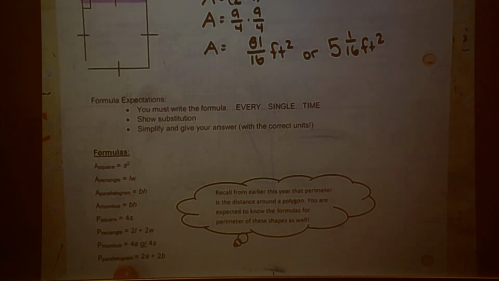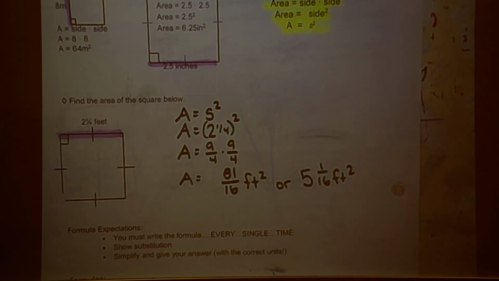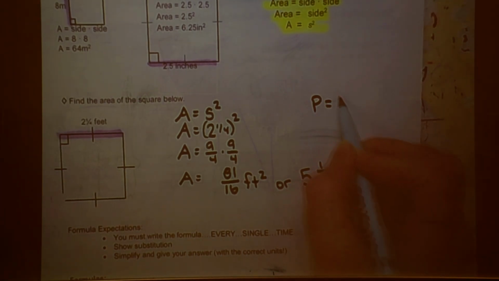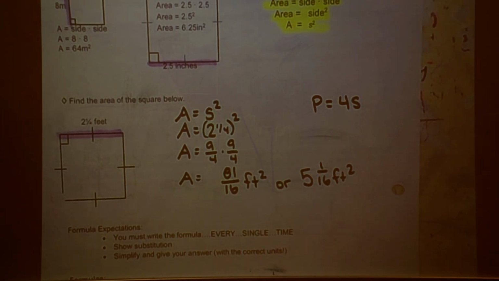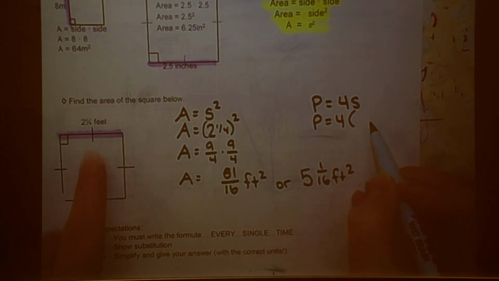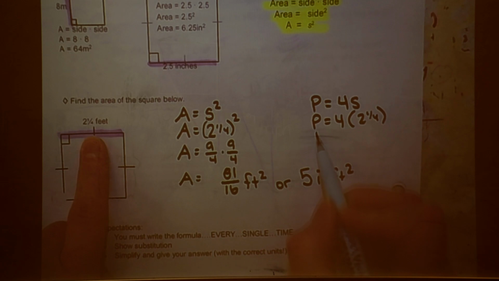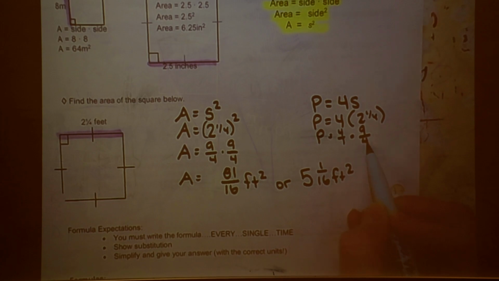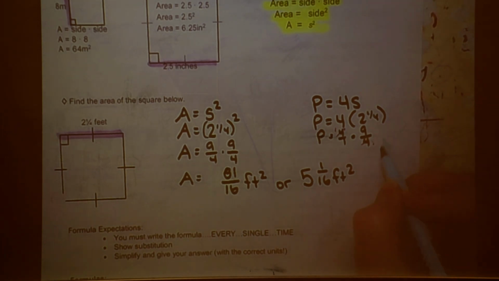There's a nice short little list here of all the area and perimeter formulas you're going to need. Perimeter is the distance around the polygon, so you should have already had all of the perimeter formulas. If we look at this square, all 4 sides are the same. So perimeter of a square, 4s, just like the rhombus was. So the perimeter is going to be 4 sides, 2 1/4 each. 4 is the same as 4 over 1. 2 1/4, we already said over here, was 9/4. And if you simplify those fourths, the perimeter is just 9 feet.